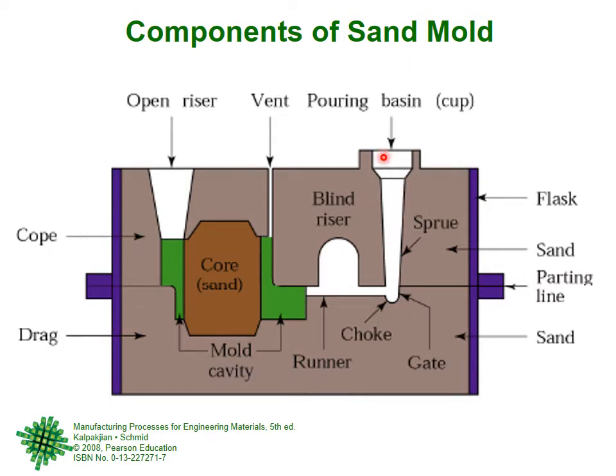You have the pouring basin. You have the sprue. You have the gate having a choking mechanism or not. You have runners. You have the mold cavity. You may have a blind riser. You definitely have an open riser. And of course there is sand. And the line between the cope and the drag is called the parting line. So this you already know, but we are just showing you once again.